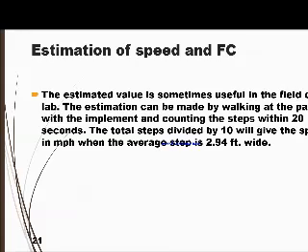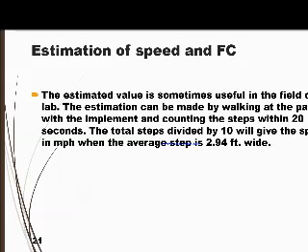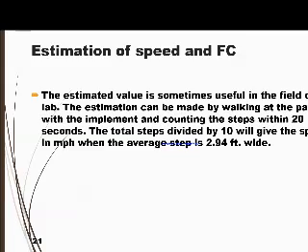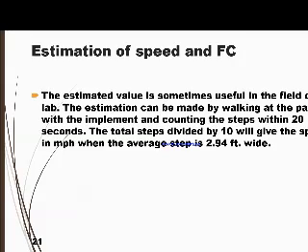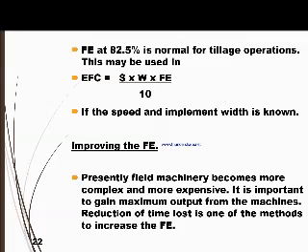The estimated value is sometimes useful in the field or the lab. The estimation can be made by walking at the pace with the implement. So in this case, I give you some information of how you want to estimate the speed of some of the tractor, also combine harvester. So other than this, you can also set the distance and then set the time by conventional method using the tape measure, as well as the time. So from there you can estimate what is the average speed.